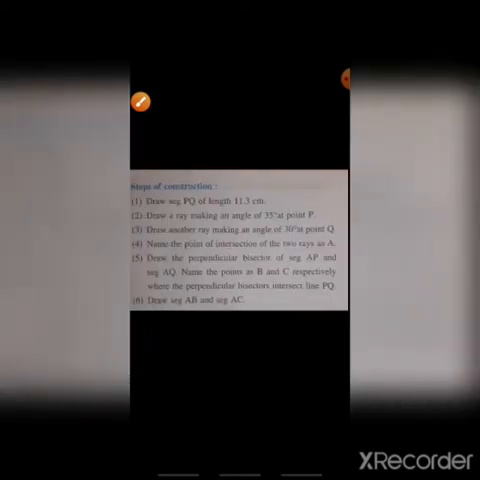Why are we getting this 35? Because they are mentioning here that B is 70. So half of 70: 2 ones are 2, 2 threes are 6, 2 fives are 10. So half of 70 is 35. So we have to get 35 degrees from here, and this one is 60. So half of 60 is 30. So we have to get 30 degrees from the point Q.